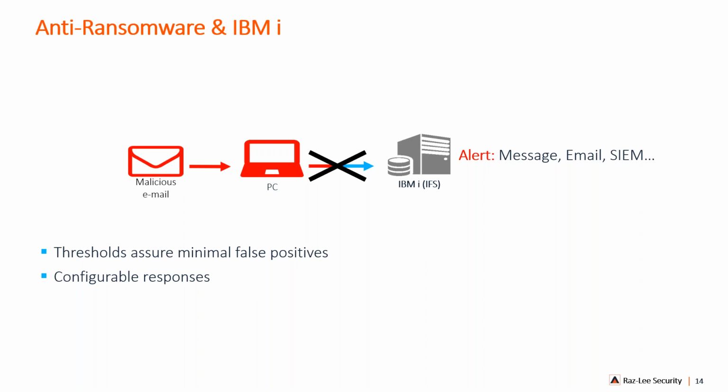In many of our tests, no file has been compromised. In others, we had 1 or 2 files compromised. But it all depends on the settings of the product, because the product detects the behavior of ransomware according to thresholds that guarantee a minimum number of false positive alerts. It's all configurable, both the thresholds and the responses.